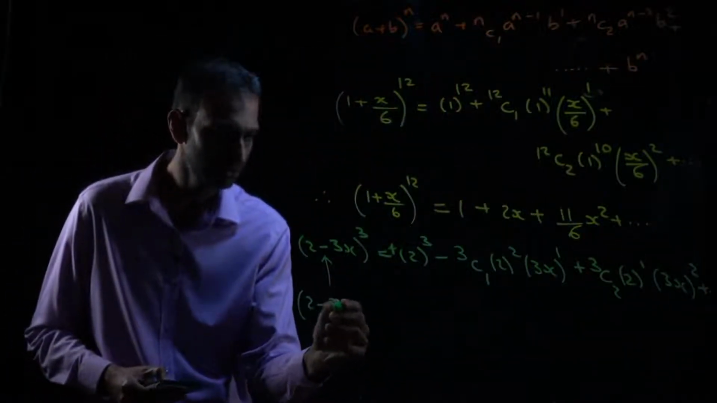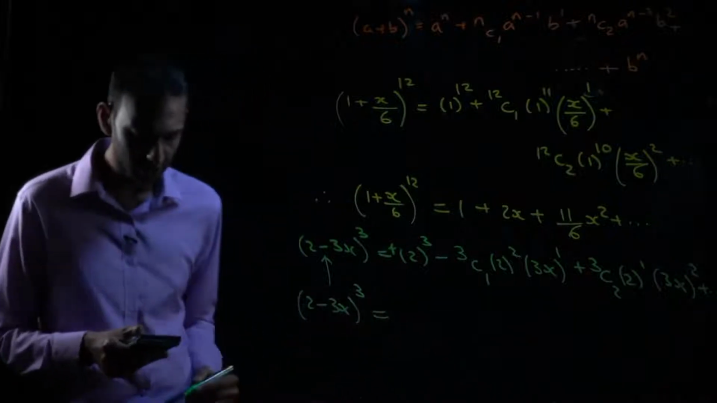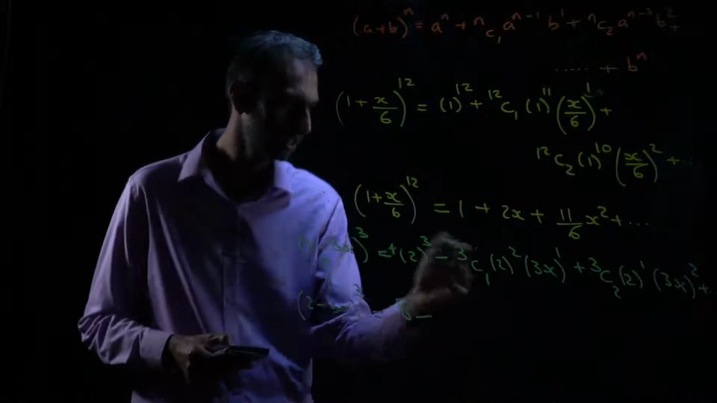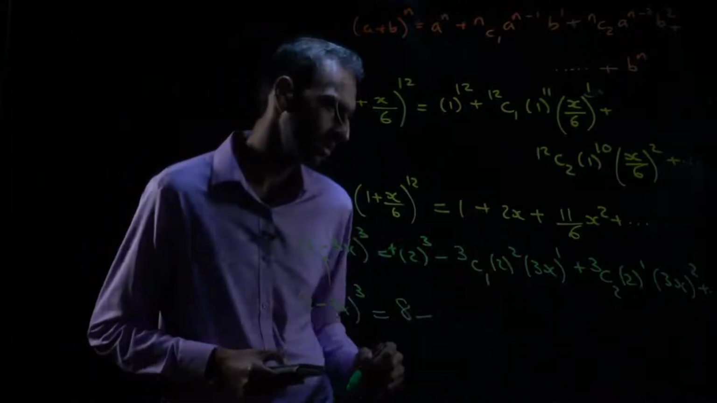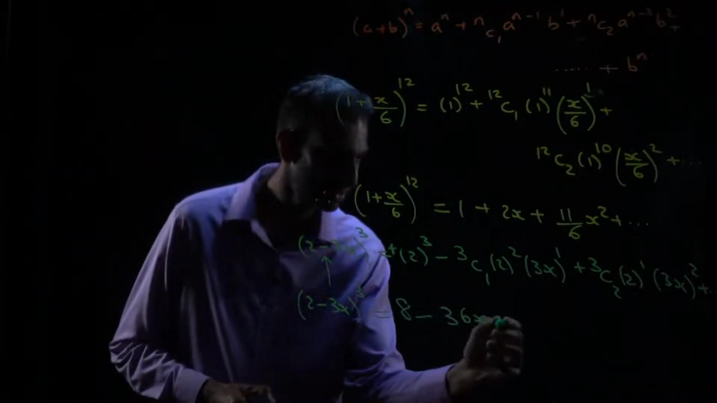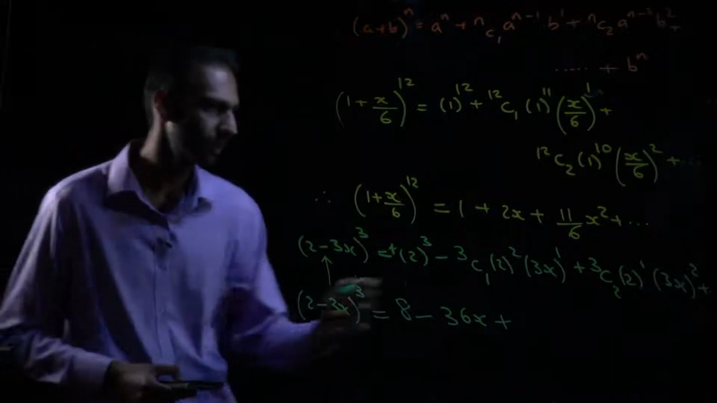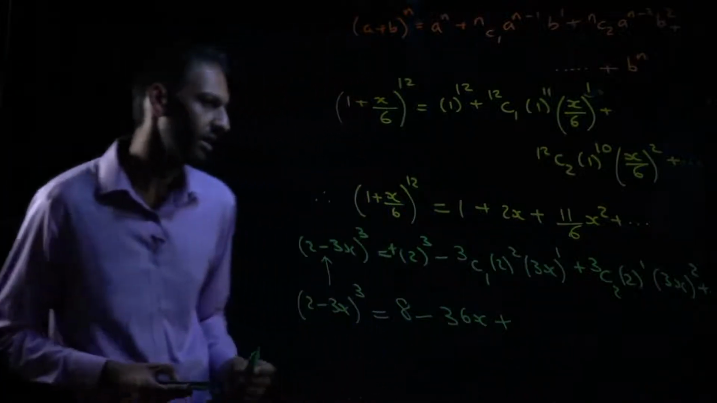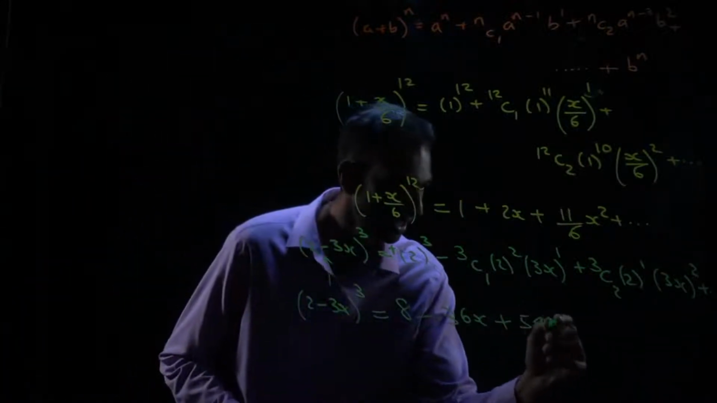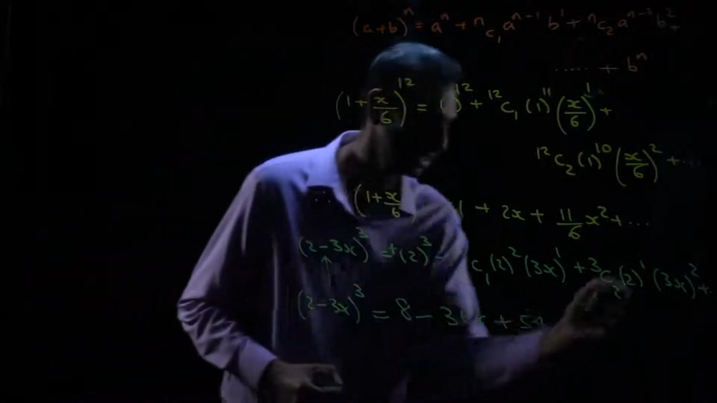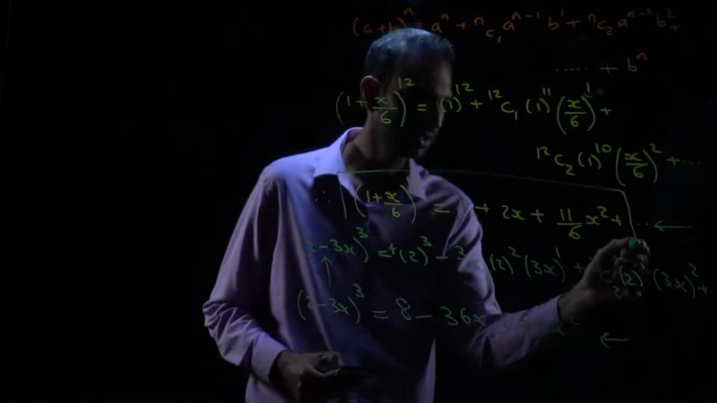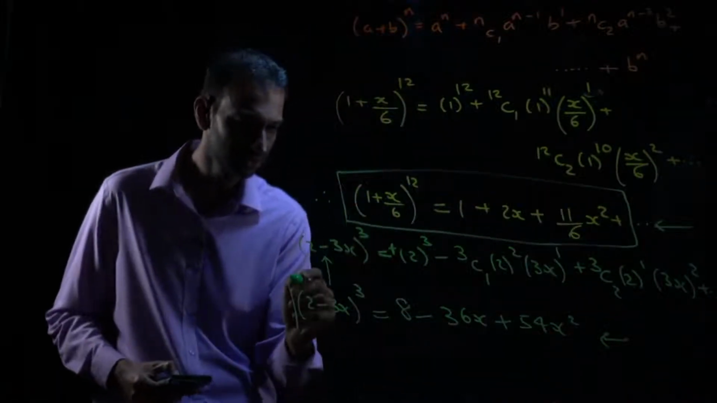So 2 minus 3x to the cube would be equal to 2 to the power of 3, which is 8. 3c1 is 3. 3 times 4, which is 12. 12 times 3 is 36. Minus 36x plus 3c2, which is 3. And 3 times 2, which is 6. 6 times 9 is 54x squared. So that's the second expansion. I'm just going to put an arrow here and just box it because we will need these results.